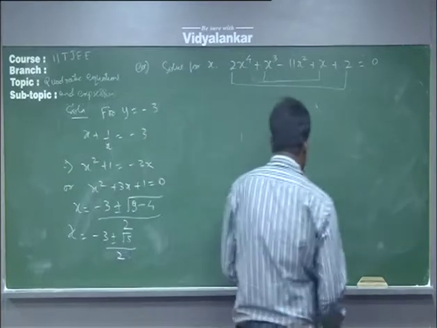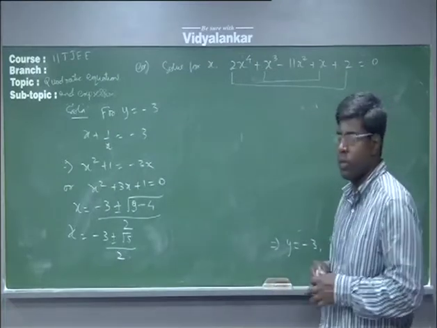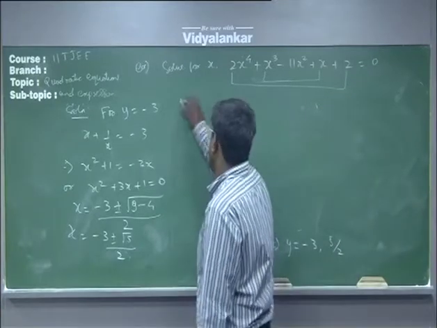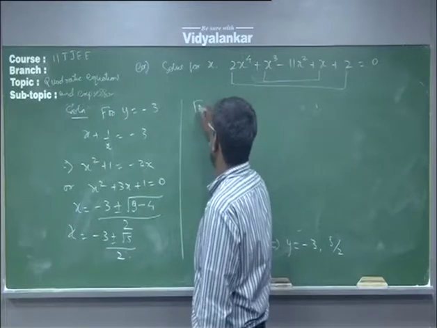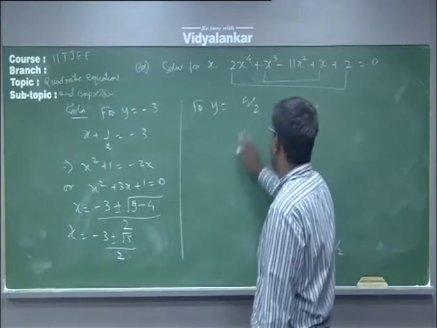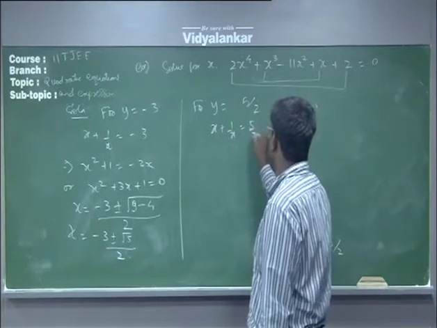So there is no restriction in this case that x has to be negative or positive. So we can take both the values of x. Next, for y is equal to 5 by 2, which was the other value which we had obtained, x plus 1 by x should be equal to 5 by 2.